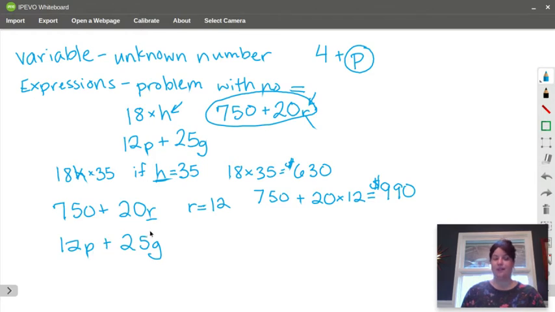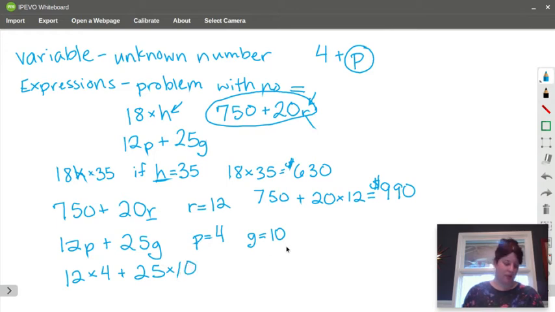12P plus 25G. So let's say in this problem, I needed 4 paintbrushes and I don't know how many gallons of paint would paint a house. Let's say 10. Okay, so let's say I needed 4 paintbrushes, 10 gallons of paint. So I would go through and everywhere I see a P, I would substitute the number 4. Everywhere I see a G, I would substitute the number 10. So our new problem would be 12 times 4 plus 25 times 10.